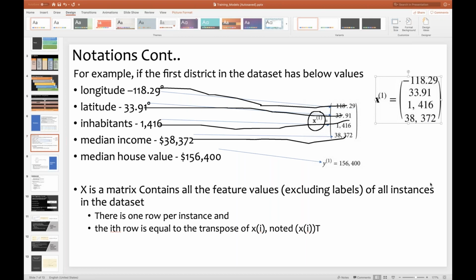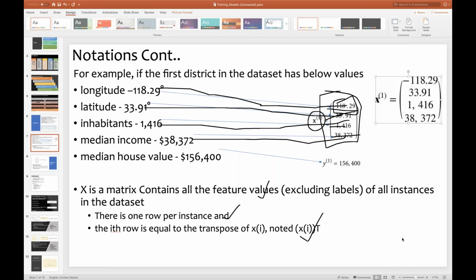This matrix will have feature values. Feature values means this is the feature, this is the input you are going to give. Now, there is one row per instance. This is one row, this is one row, this is one row, this is one row. So this is one row per each instance. Now, the ith row is equal to the transpose of x of i.